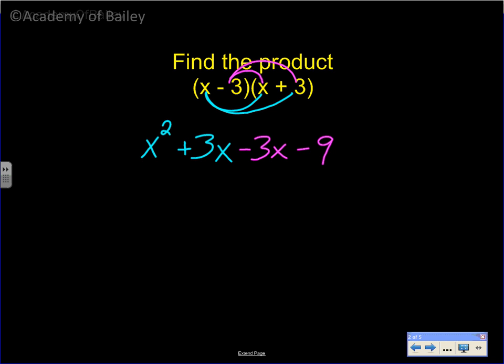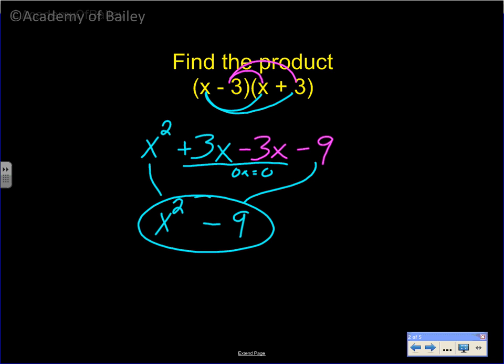Now let's combine some like terms. You can't combine anything with x squared, so it becomes x squared. And positive 3x minus 3x, those are like terms. They have the same variables with the same exponents. So 3x minus 3x is 0x, which is equal to 0, which we don't even need to put in our answer. So then we just drop down minus 9. X squared minus 9. This is considered a special product because it cancels out the x term.